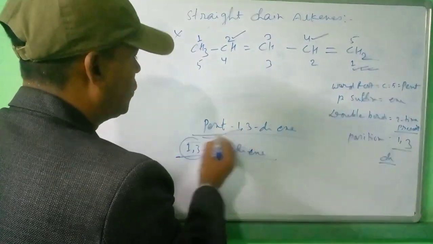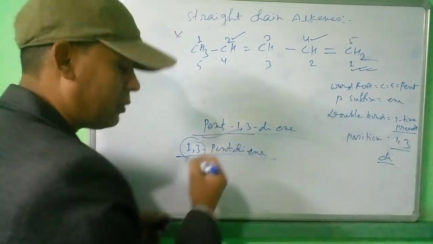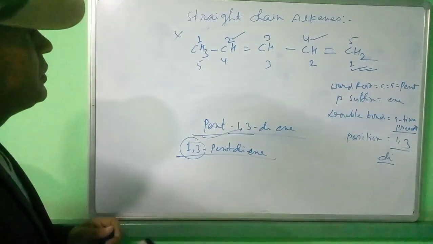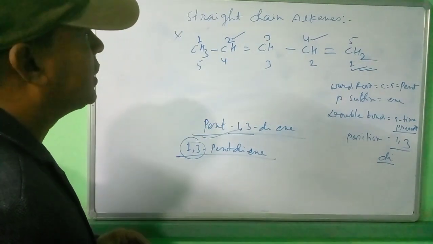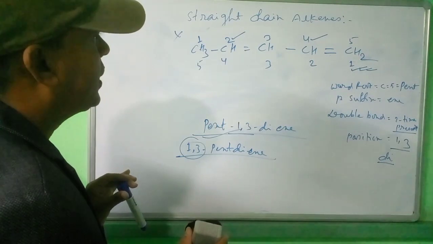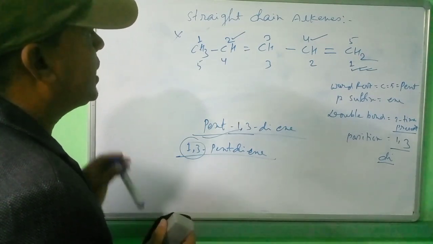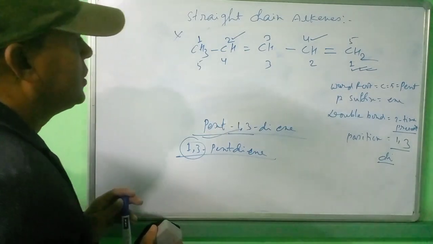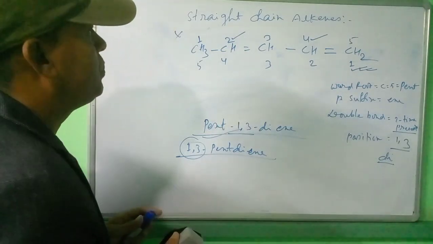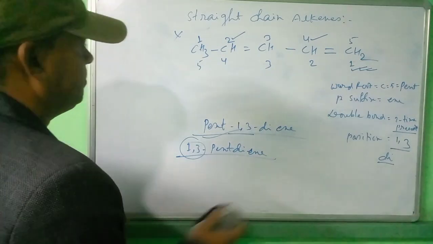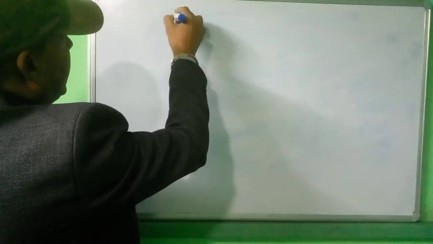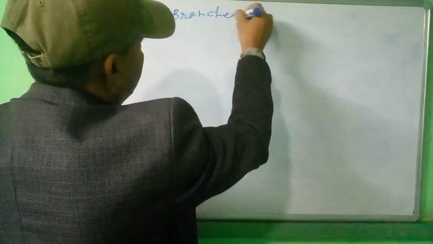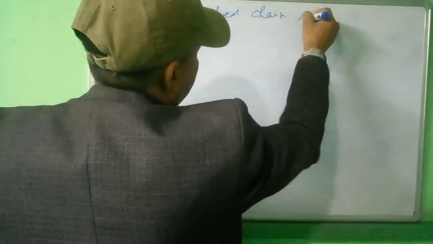Position before the word root or after the word root, both ways we can write. Okay. Now this type of compound we can write the easy way, but it is slightly complex in the case where your compound is a branched chain alkene. Okay, so now we have to write the IUPAC name of the branched chain alkene.